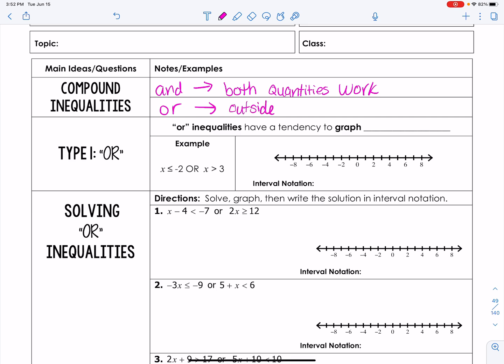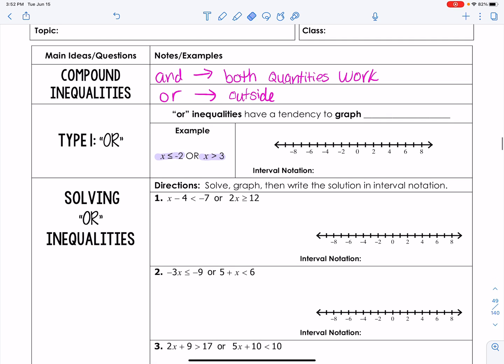For example, if I look at this one right here, a number cannot be less than -2 and greater than 3 at the same time. It has to be an "or". So when you graph that, you're going to graph everything less than or equal to -2 and anything greater than 3, with an open circle. It's called an "or" because you can't be both of those things. You can either be less than -2 or greater than 3.